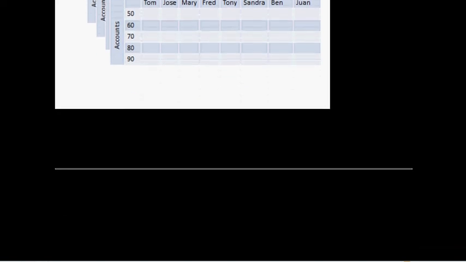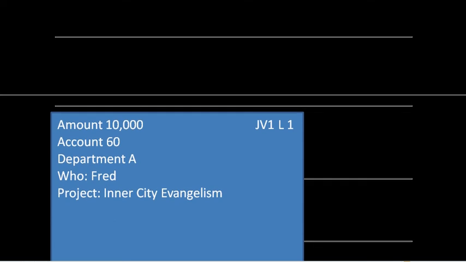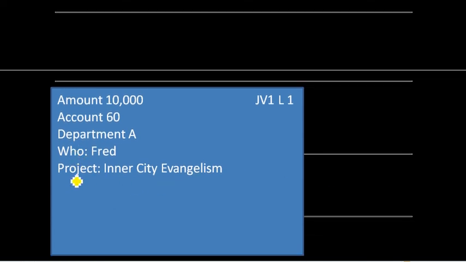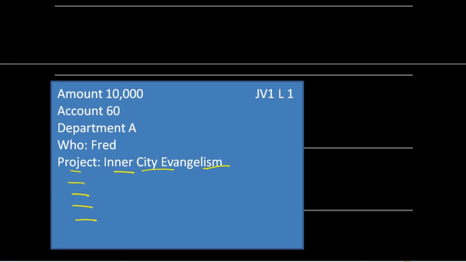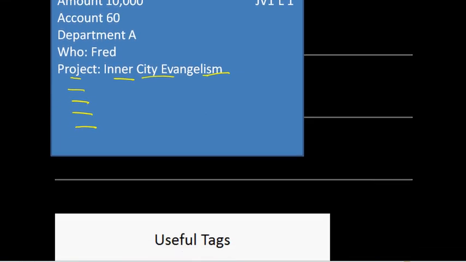We could start all over again doing it now with one more dimension, project, for example, inner city evangelism. And we do it by inner city evangelism, where we have department spending, many departments working on inner city evangelism, and we could break it down that way, and further we could just continue adding dimensions that we're analyzing our transactions by. And that is what dimensional accounting is all about.